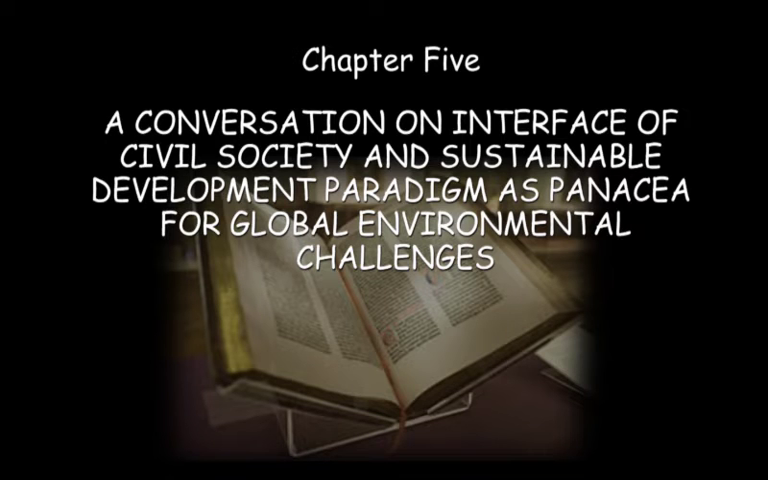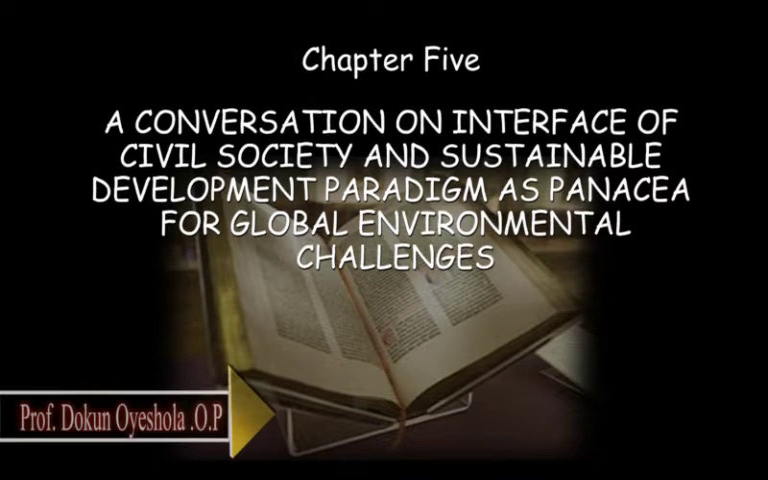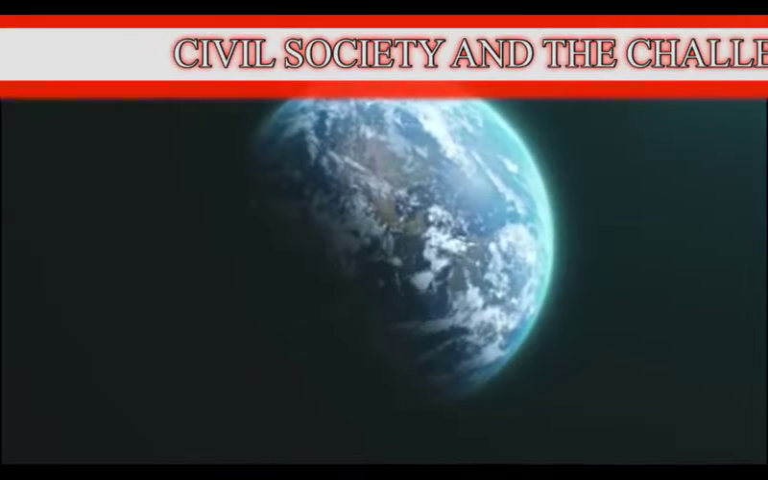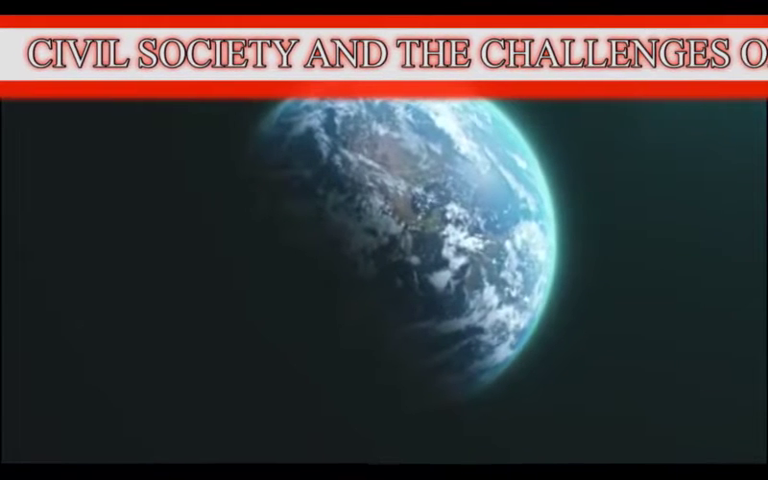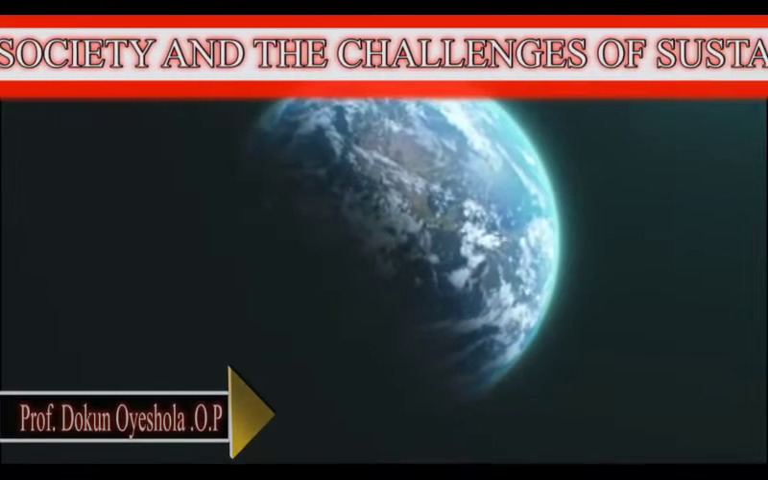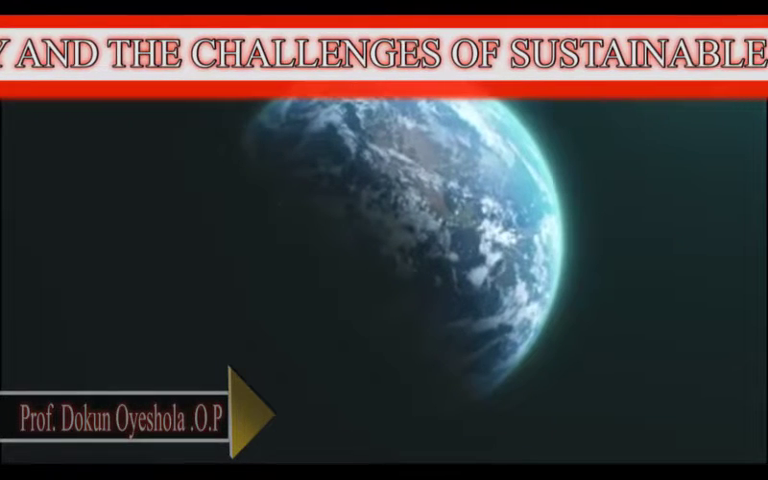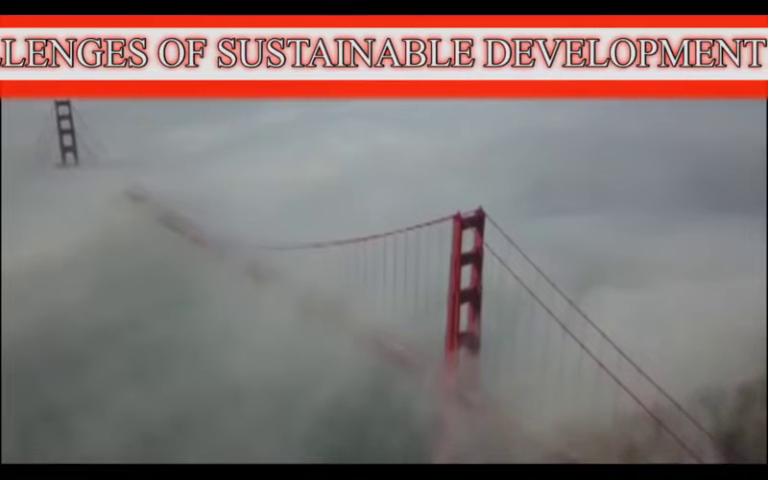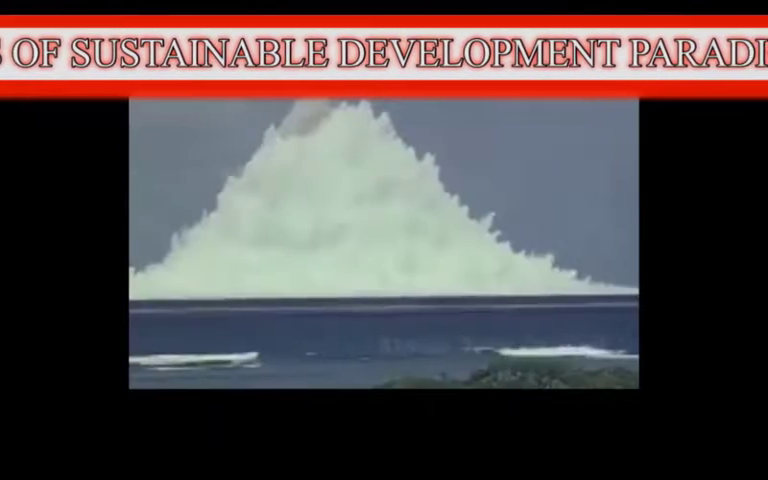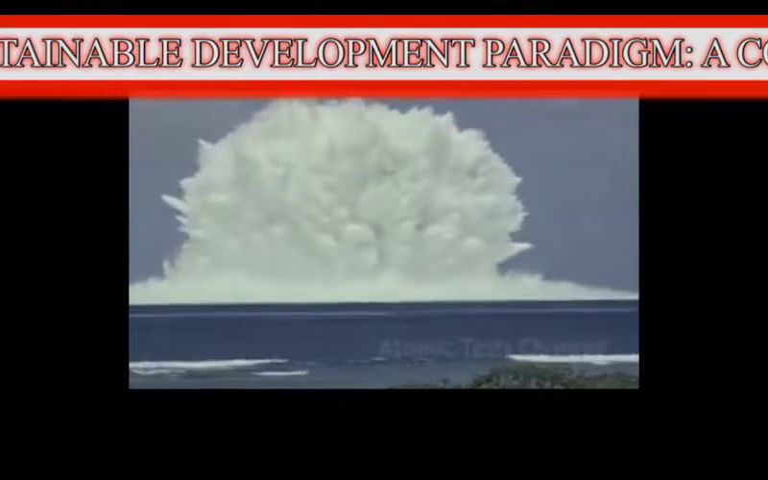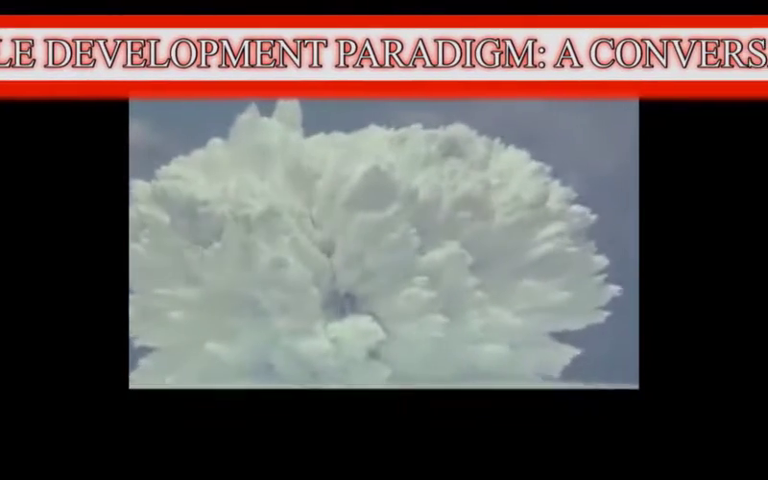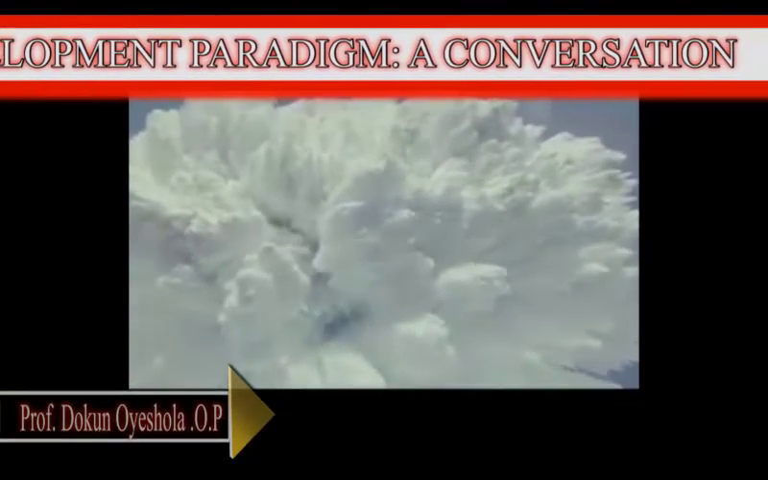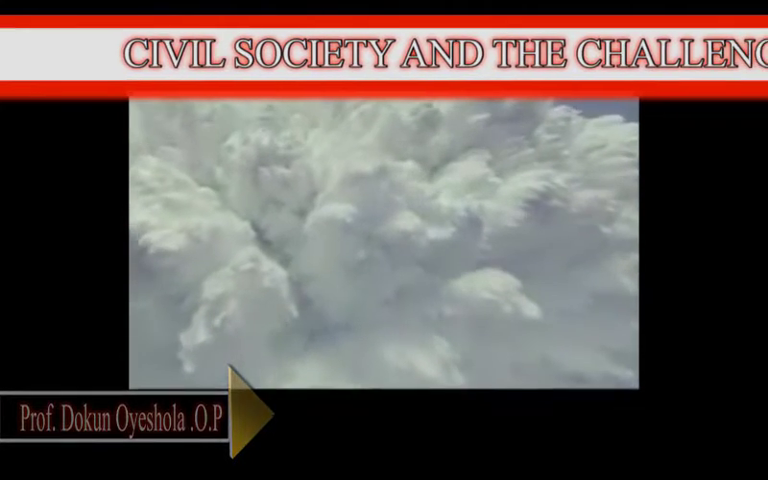Chapter 5. A conversation on interface of civil society and sustainable development paradigm as panacea for global environmental challenges. It is important to begin the conversation in this chapter with the understanding of some interrelated variables that impact on the environmental global challenges. Some of these include toxicology, cyberspace and virtual reality, internet governance, free trade and safe environment. 5.1 Some interrelated environmental variables.